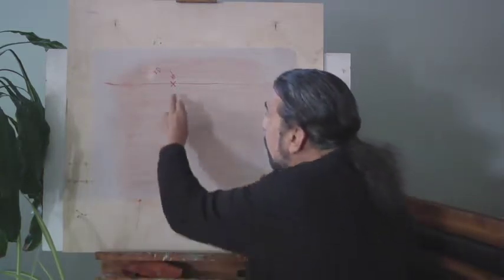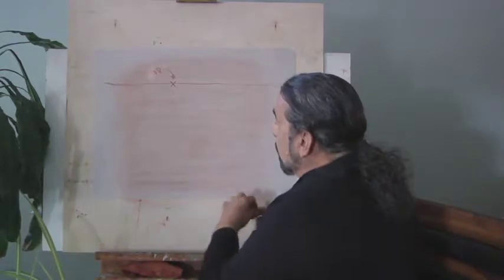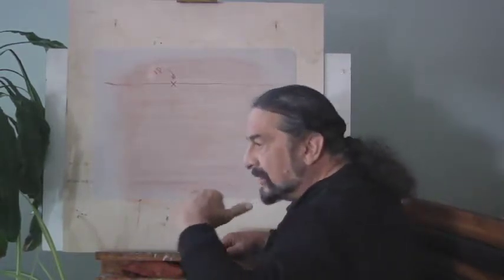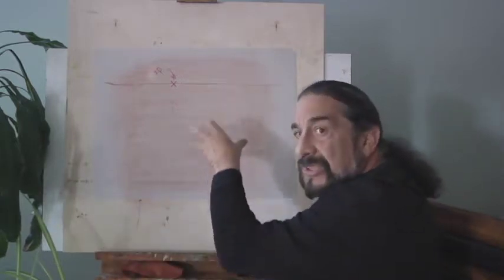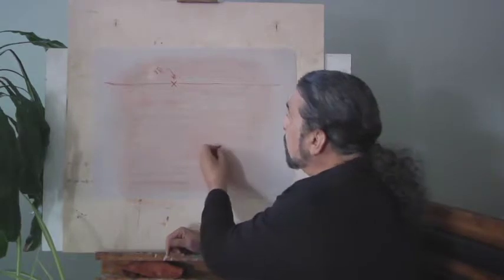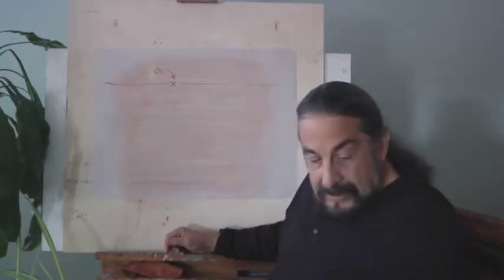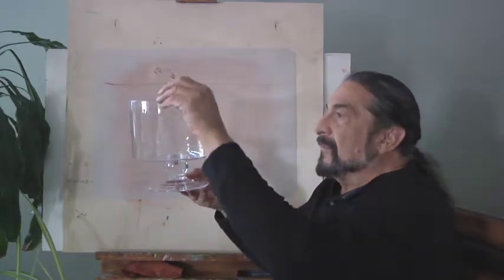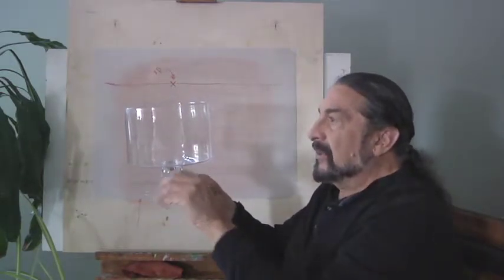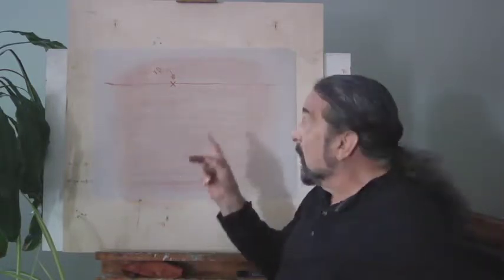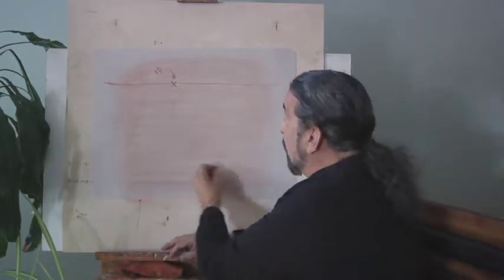Now, here's my one point, and this in my mind has to be a tabletop on which I'm going to set these two items. So I'm going to put the first part, this first item, from here to here. So from the top rim to the bottom, I'm going to establish that on my tabletop.